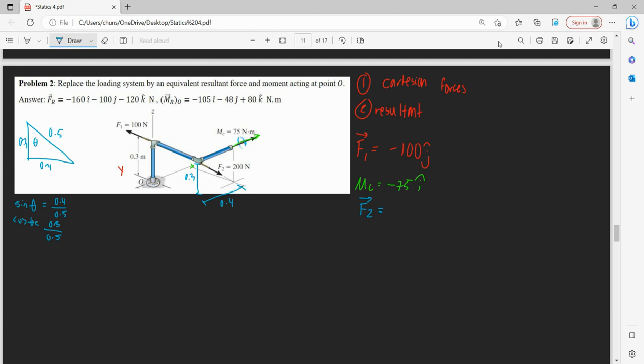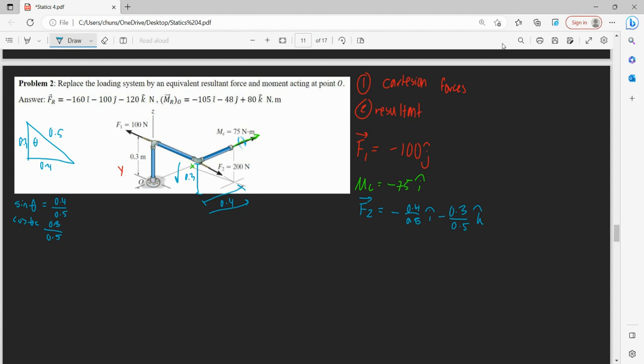So this is going to be respective to our direction for that. So then this is negative, so that is along our negative I axis, so that's 0.4 over 0.5 I, and this is directed downwards in our k direction, so it's minus 0.3 over 0.5 k.